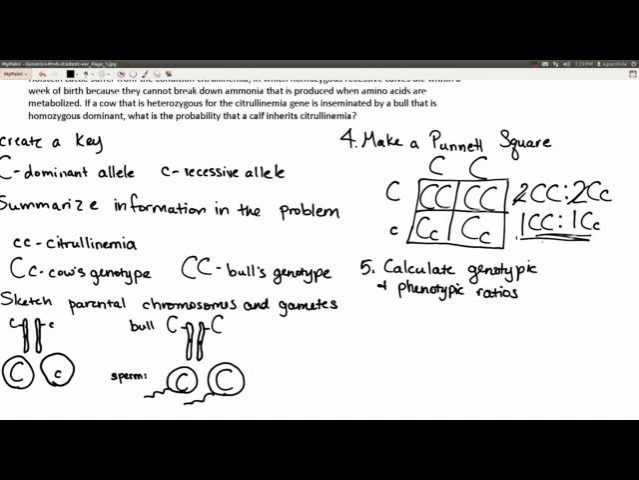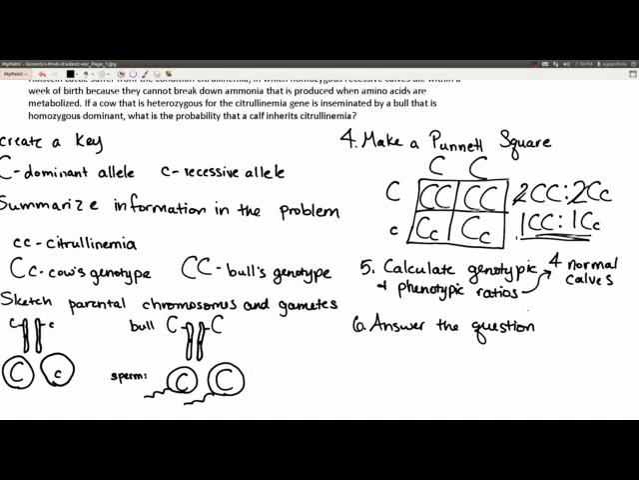And then for our phenotypic ratio, we can refer to our key here, and we know that individuals that are homozygous recessive have citrullinemia, and individuals that have at least one dominant allele are normal. All of the offspring here have at least one dominant allele, so for our phenotypic ratio, we would have 4 normal calves.